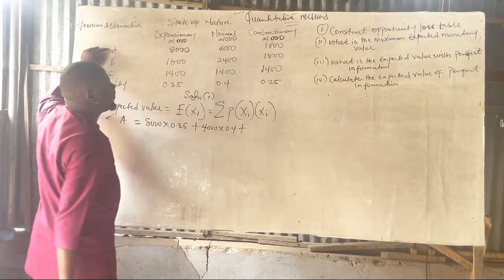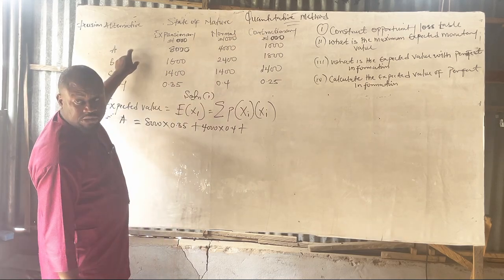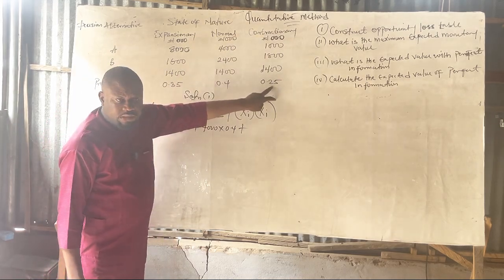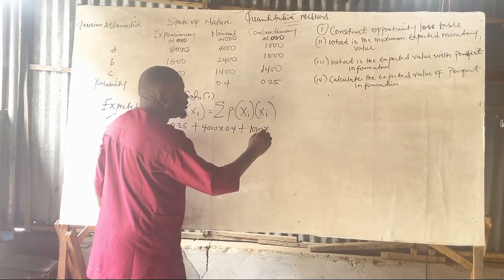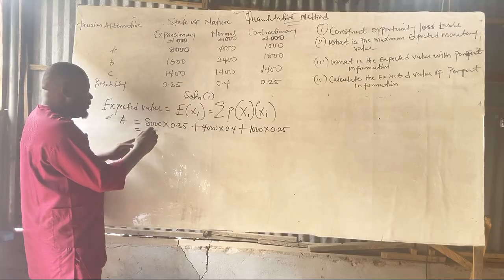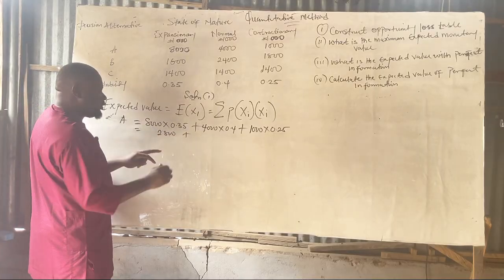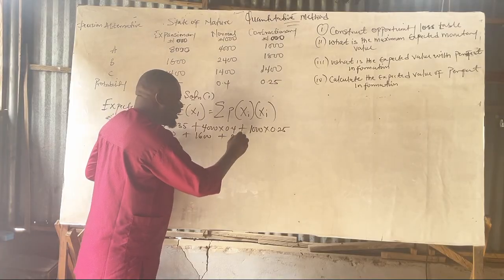0.4 plus the third state of nature based on decision A. What is the probability here, and what is the payoff? So we have 1,000 times 0.25. So please break it down for me. Here is what? Plus what? 16 plus 250.